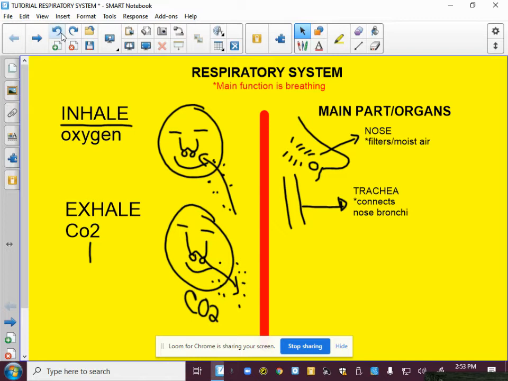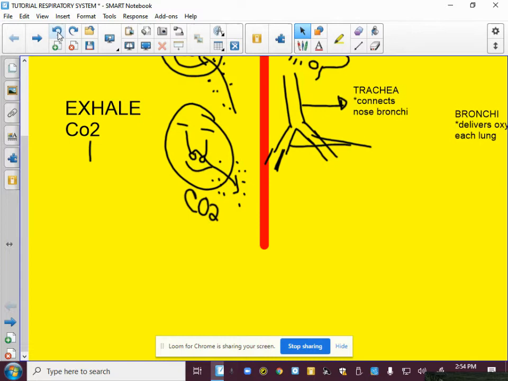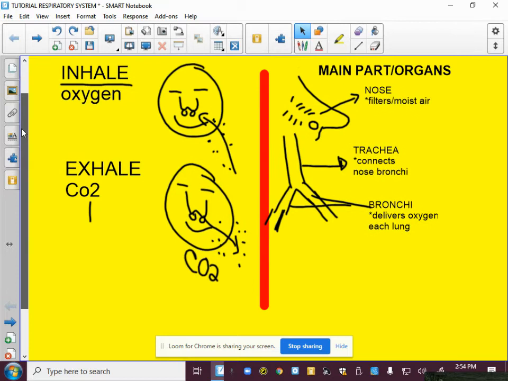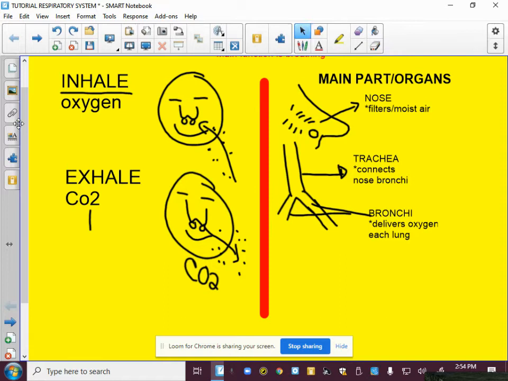So the next part is the bronchi. It is Y-shaped tubes, and these two tubes are going to deliver oxygen to the left lung and the right lung, okay? So let's write this caption right here: bronchi will deliver oxygen to the left lung and the right lung. Fix this here, got offline a little bit. Two more parts.